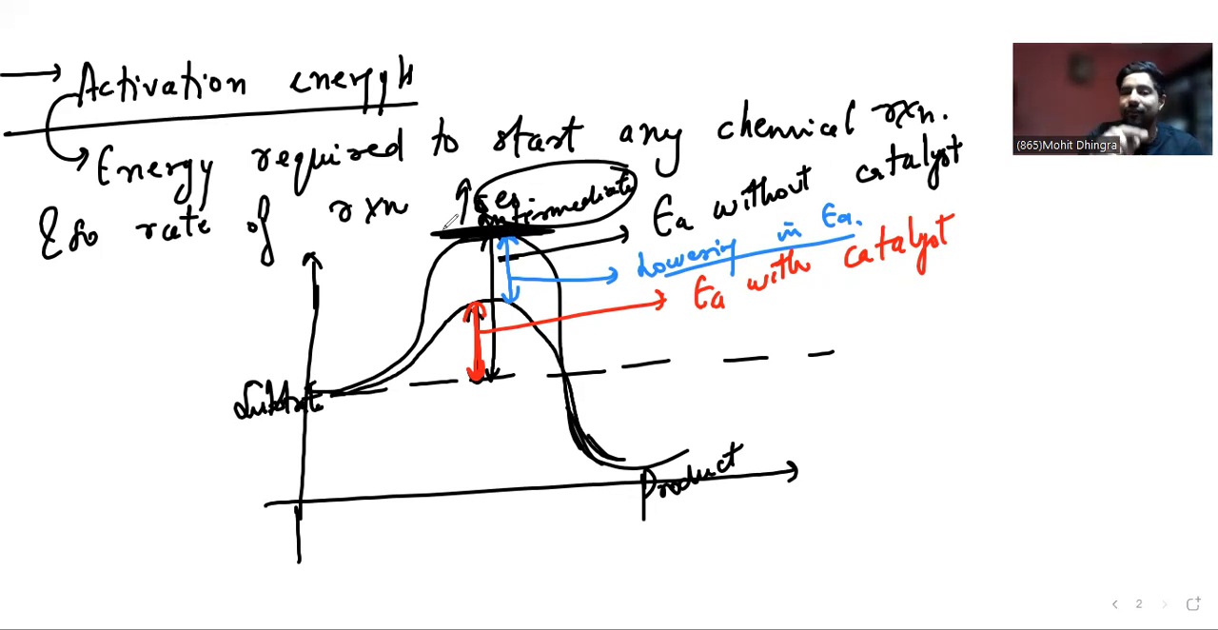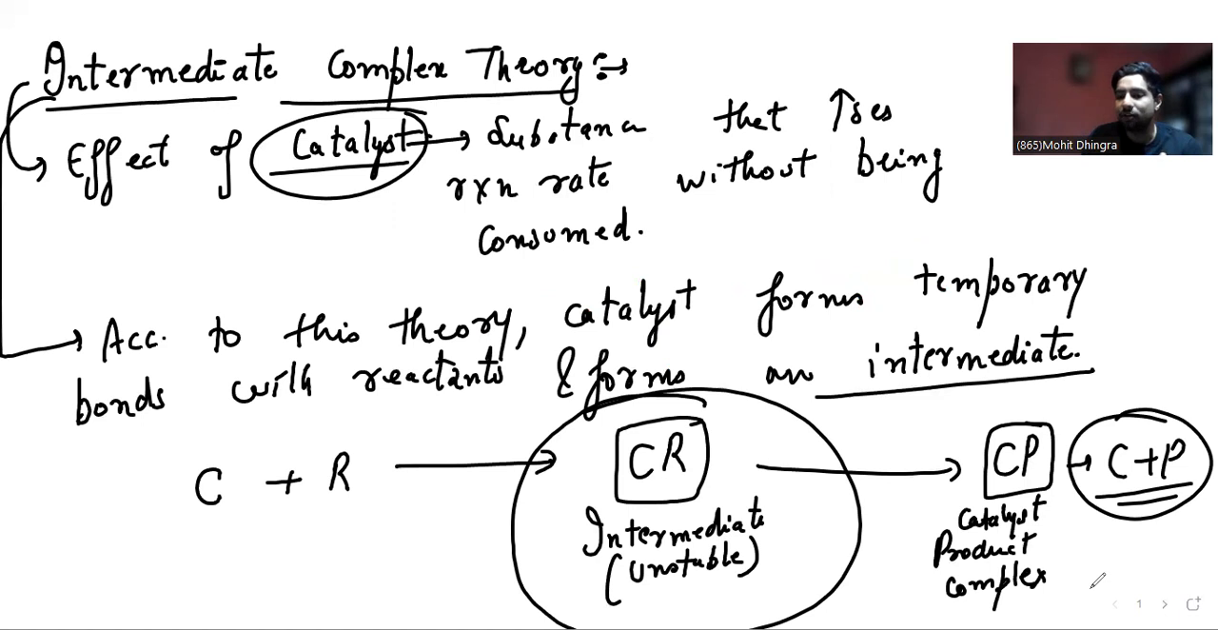So this graph is very important, and you have to do it for the exam. They have asked it a number of times, and there is a high probability they will ask this same thing: how activation energy decreases by addition of a catalyst, what type of graph we get, and how the rate of reaction is increased by the catalyst. So this we have discussed in this intermediate complex theory.